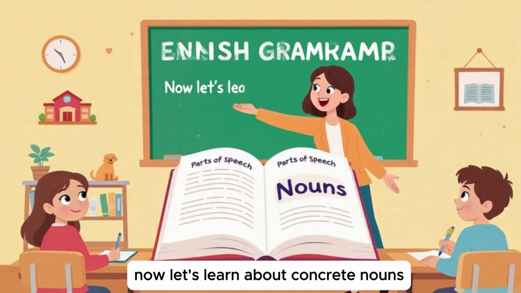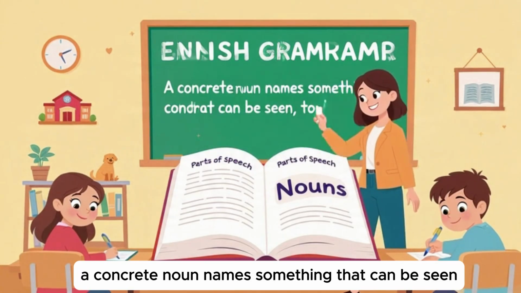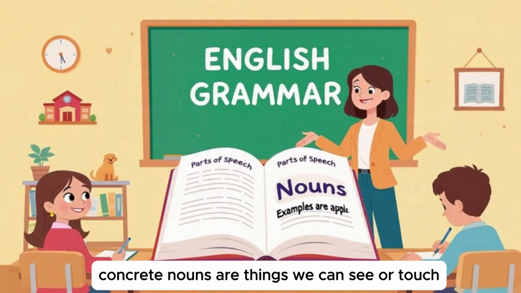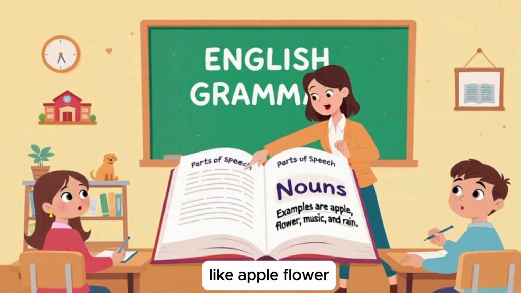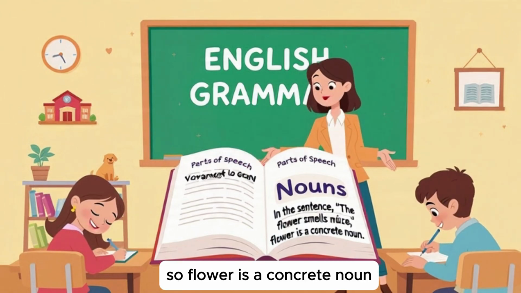Now let's learn about concrete nouns. A concrete noun names something that can be seen, touched, heard, smelled, or tasted. Concrete nouns are things we can see or touch, like apple, flower, music, and rain. So flower is a concrete noun?